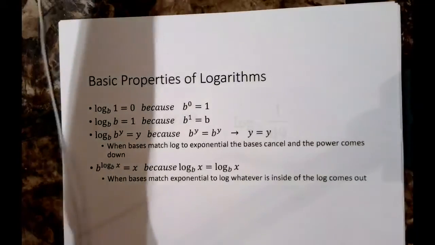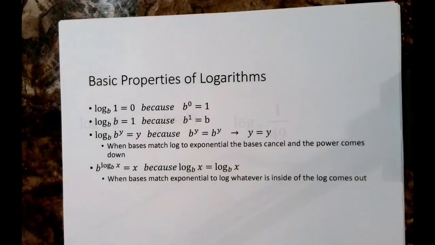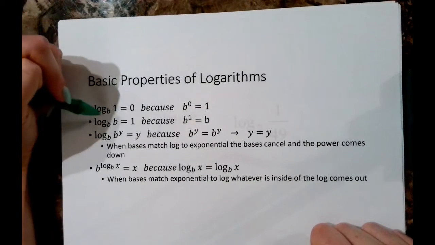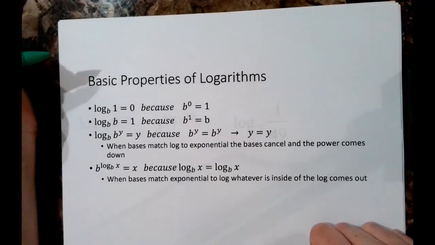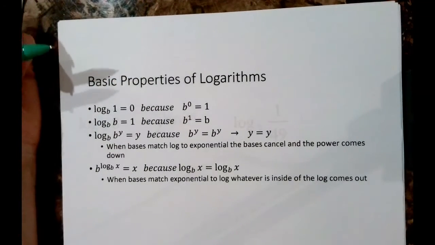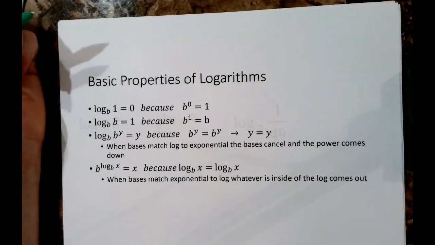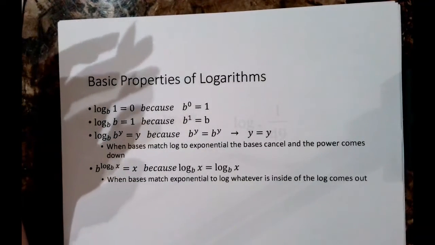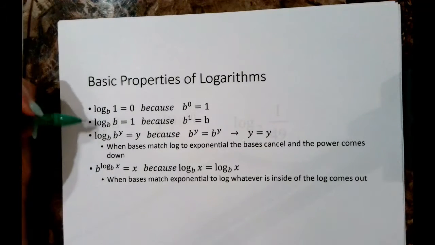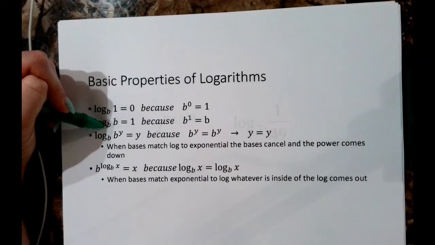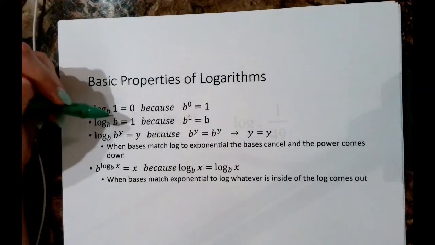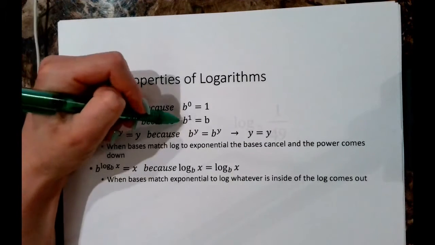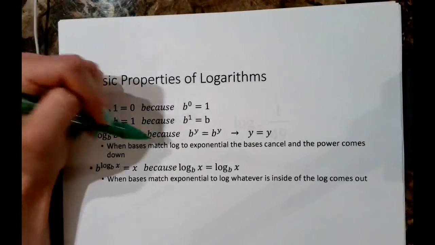So, some basic properties of logarithms. The log, it doesn't matter what your base is, any log base of 1 equals 0, because any number to the 0th power equals 1. Take a second and try some in your calculator. If your log base and the value you're taking the log of are the same, you're going to get the value of 1, because any number to the first power is itself.